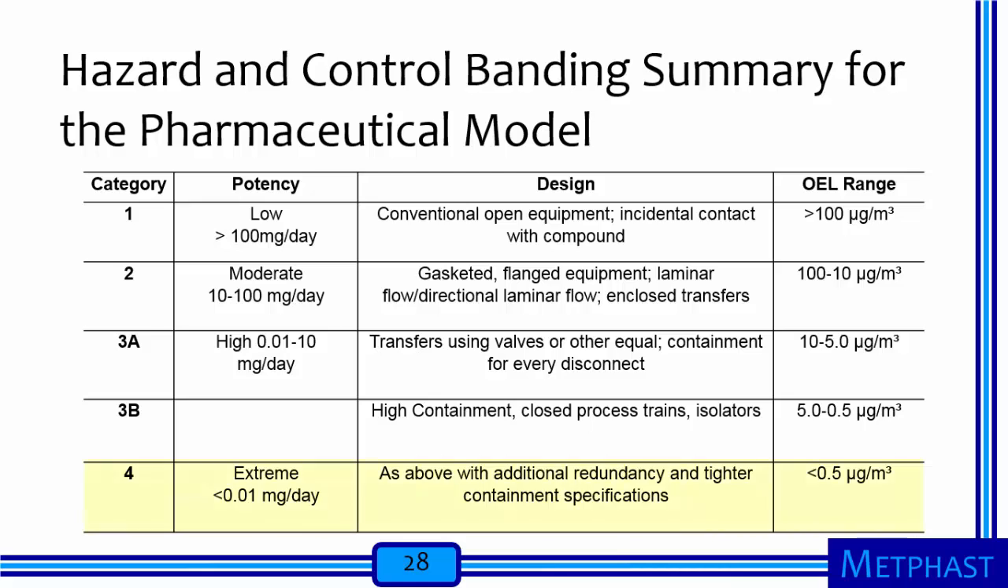In category 4, for extremely potent substances, where the daily dose cannot exceed 0.01 milligrams a day, the exposure band is less than 0.5 micrograms per cubic meter. And controls include high containment, closed process trains, isolators, and redundant, tighter containment systems.